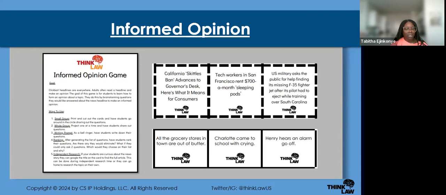There's always new things that are going on in the world. There's always new clickbait headlines. And so we're constantly adding them. So please check those out. Let us know how those go and how they work for your students. You can use this in small groups, one-on-one, whole groups, writing prompts. There's so many different ways that you can use these informed opinion games.